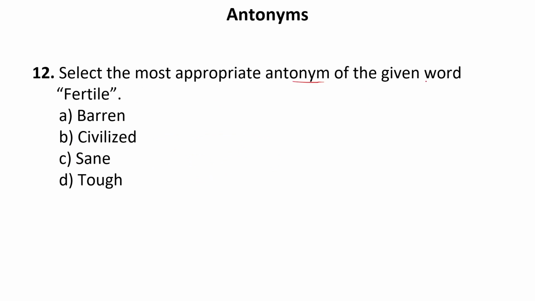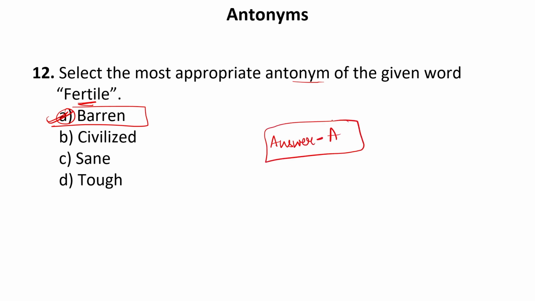Now let us move to the next one. Select the most appropriate antonym of the given word, that is fertile. Fertile means a land on which we can cultivate, a cultivating land. So the antonym of it is barren, which cannot be cultivated. So our answer is A. The antonym of fertile is barren. Civilized, when someone is in proper manner, civilized. Developed, tough means very harsh.